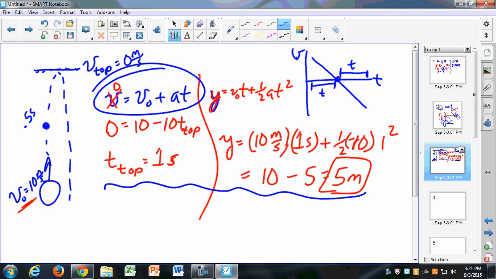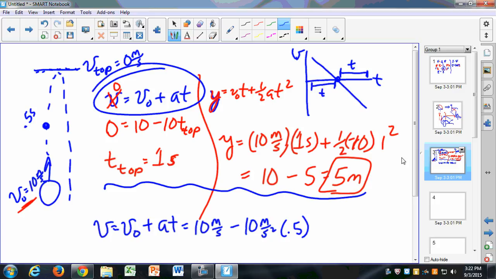So if I want to know the velocity at 0.5 seconds, I would just say v is equal to v naught plus at. That would be 10 meters per second minus 10 meters per second squared, that's the acceleration, times 0.5. That's 10 minus 5. That's 5 meters per second. So that's the velocity at t equals 0.5 seconds.